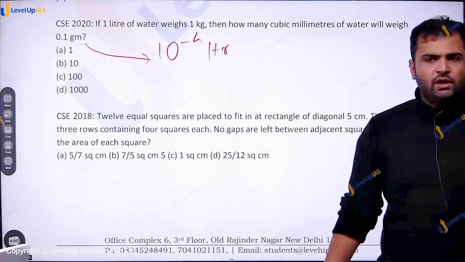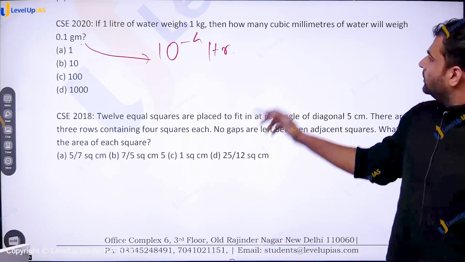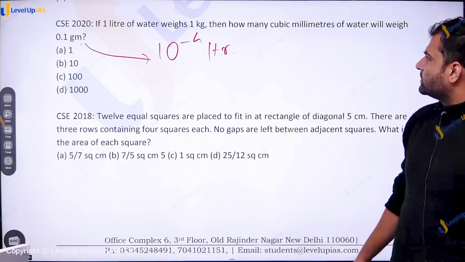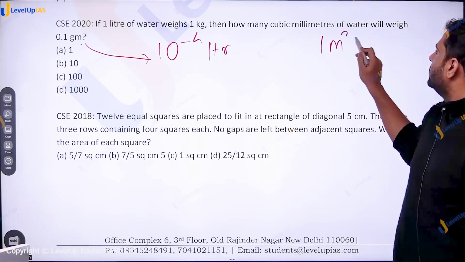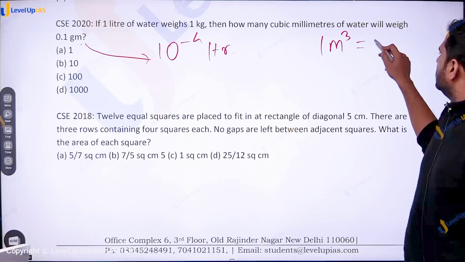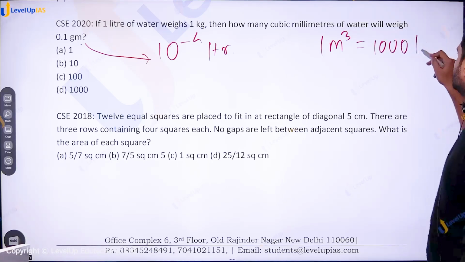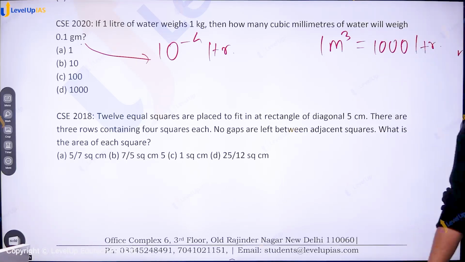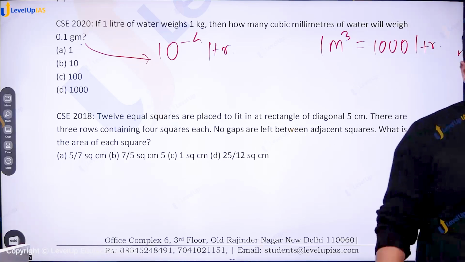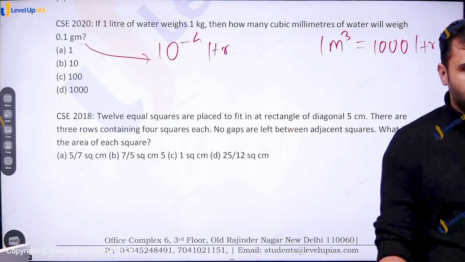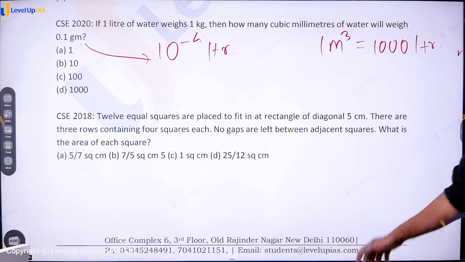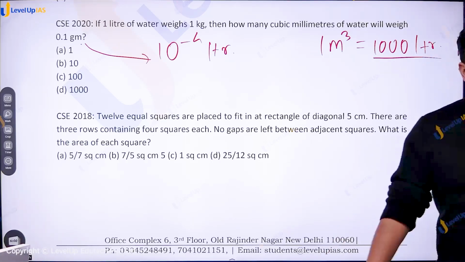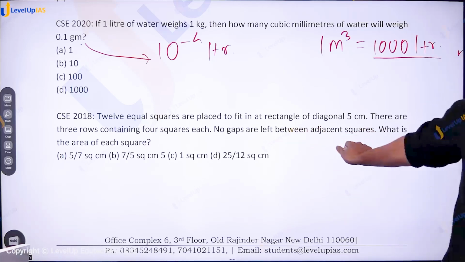Now from this we have to go to cubic millimeters, and the information we have is 1 meter cube is equal to 1000 liter, that I told you. If I have a cubical water tank of 1 meter by 1 meter by 1 meter, then inside that I'll have 1000 liters of water. That is what we mean by this conversion.